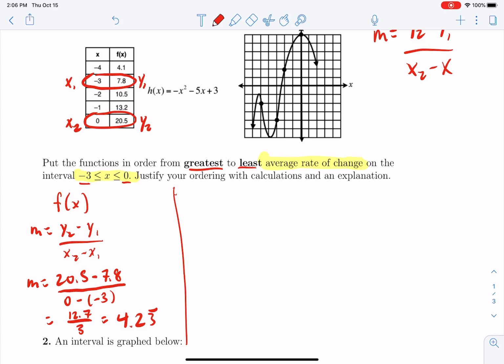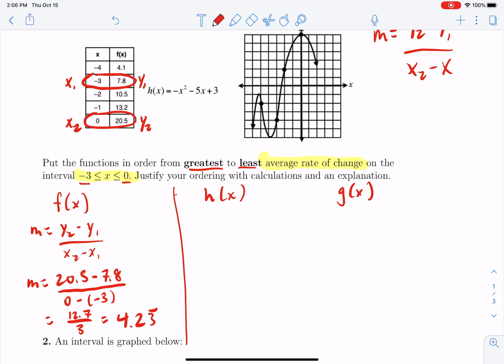All right, so next I'm going to look at the one that I think is a little bit easier to calculate, and that's the graph. The reason I'm saying the graph is easier is because all I really have to do is compare my rise to my run. So let's do that.